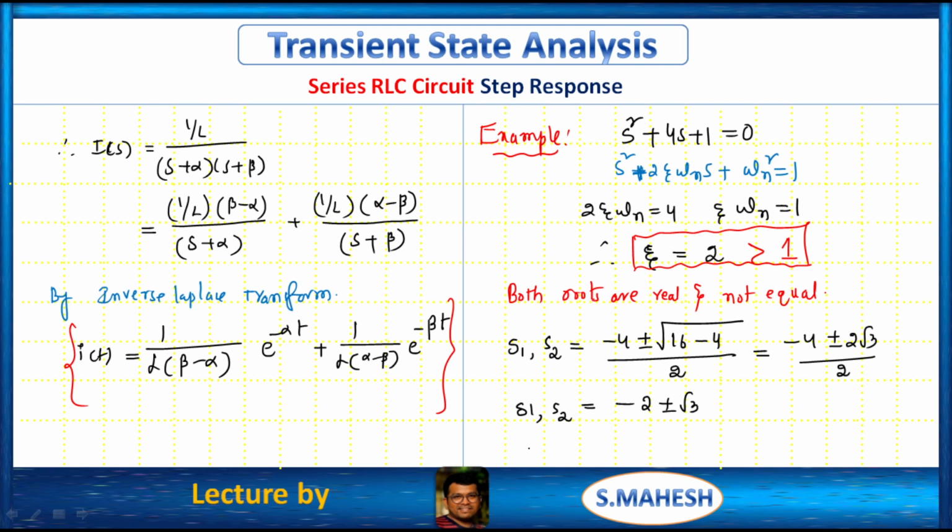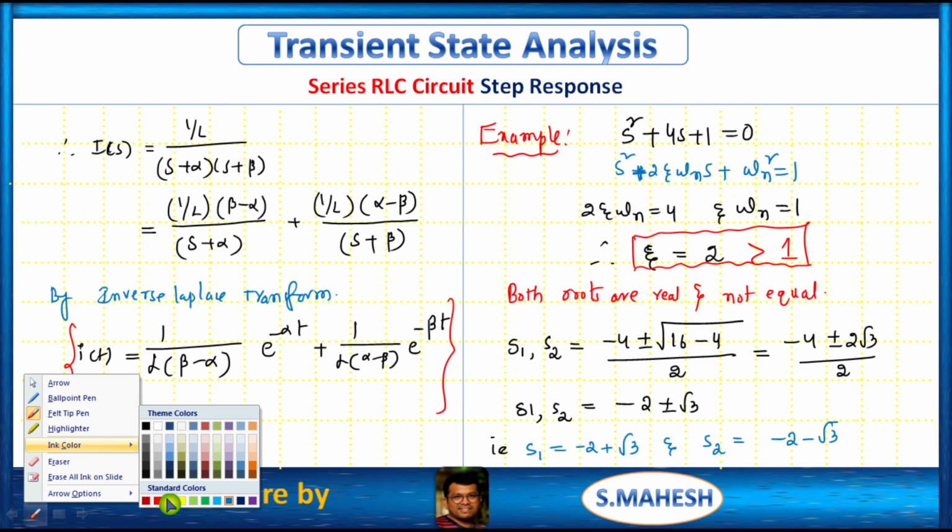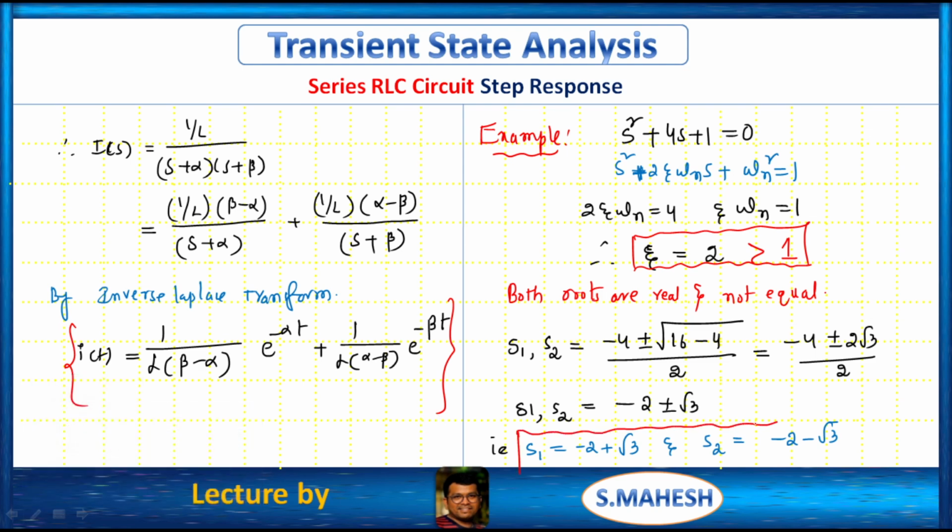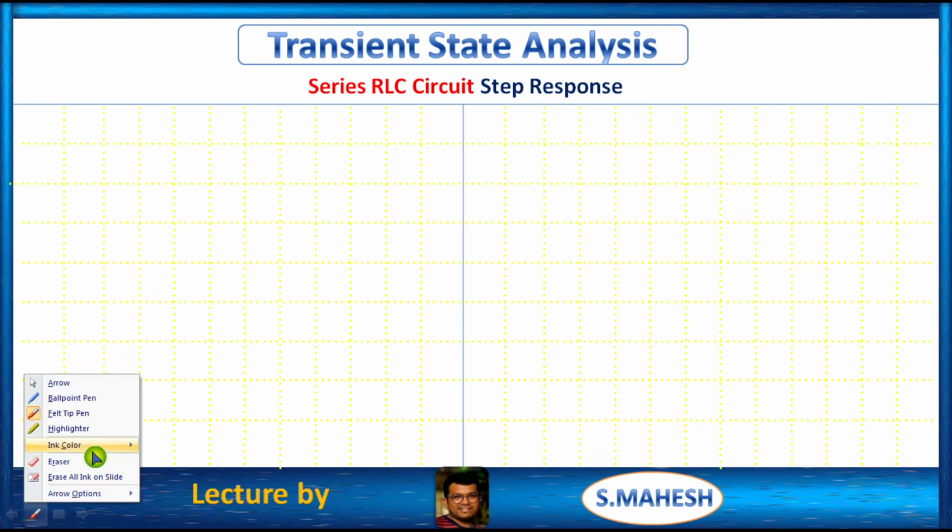So s1 equals minus 2 plus root 3, and s2 equals minus 2 minus root 3. Both are real and unequal. Satisfied? Both are real and unequal. So like this you have to get the different types of roots. This is the perfect example for this case 1. Okay, now let's discuss case 2.